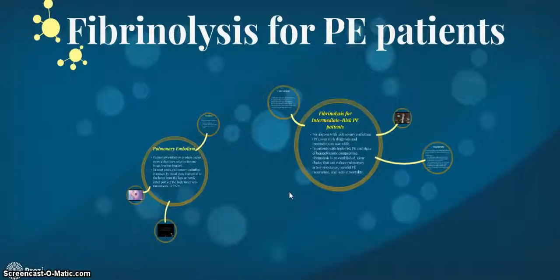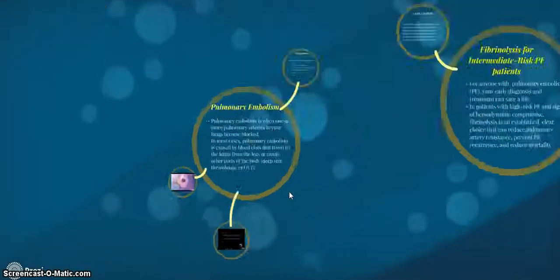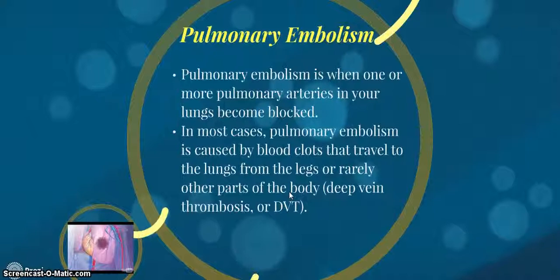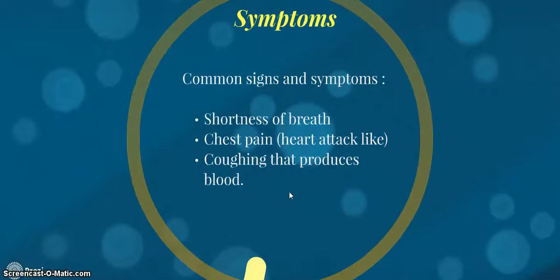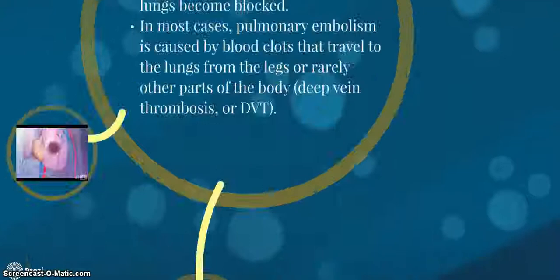Fibrinolysis for pulmonary embolism patients. Pulmonary embolism is when one or more pulmonary arteries in your lung become blocked. In most cases, pulmonary embolism is caused by blood clots that travel to the lungs from the legs or, rarely, other parts of the body, also called deep vein thrombosis, or DVT. Symptoms. Common signs and symptoms are shortness of breath, chest pain like a heart attack, and coughing that produces blood.